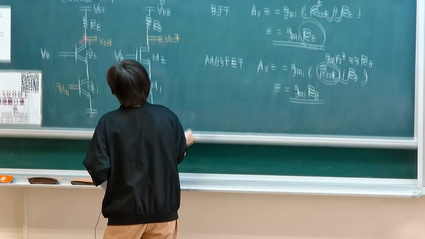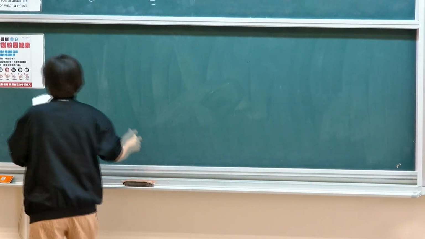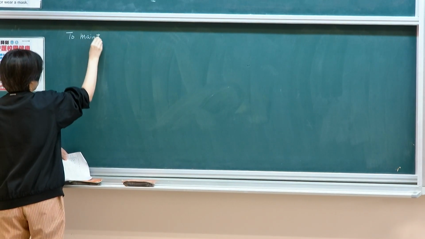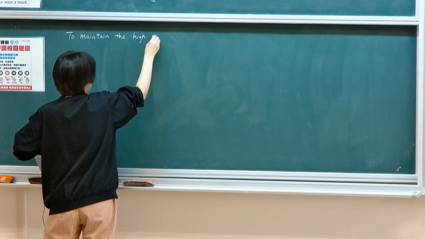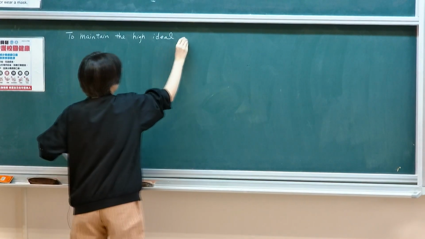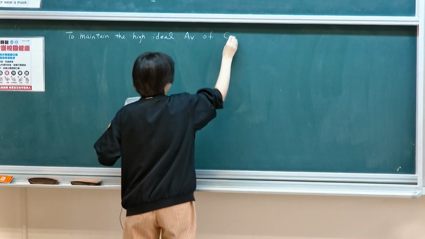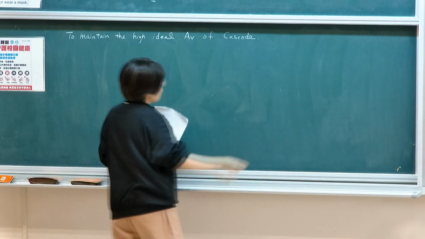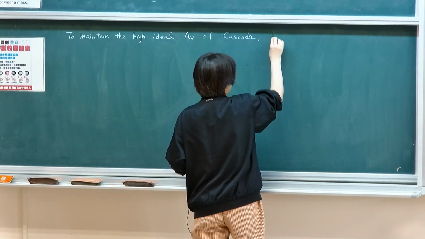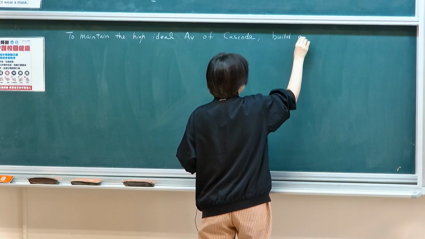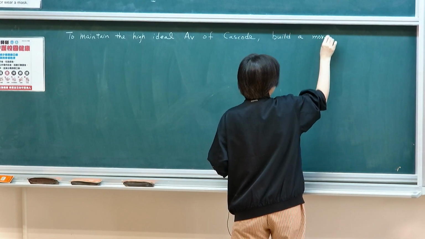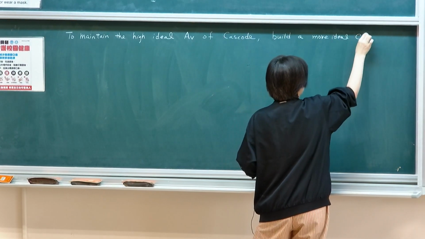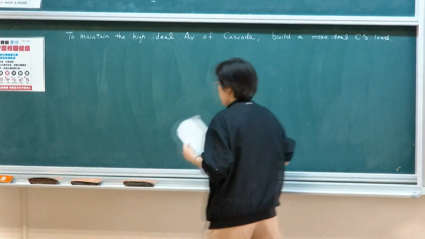So how does one maintain it? One of the key important things, if you want to maintain the high ideal voltage gain of a cascode amplifier, is that you need to have a good, I should say more ideal, current source load. That's one of the key things.